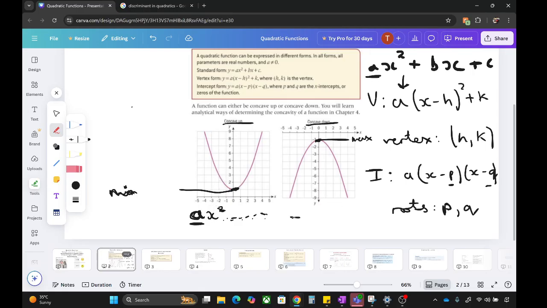However, if you have a negative ax squared and everything after that, it doesn't really matter, you will have a concave down. You will have a maximum point in your equation. So I hope that makes sense. That's how you tell which function is concave up and concave down.